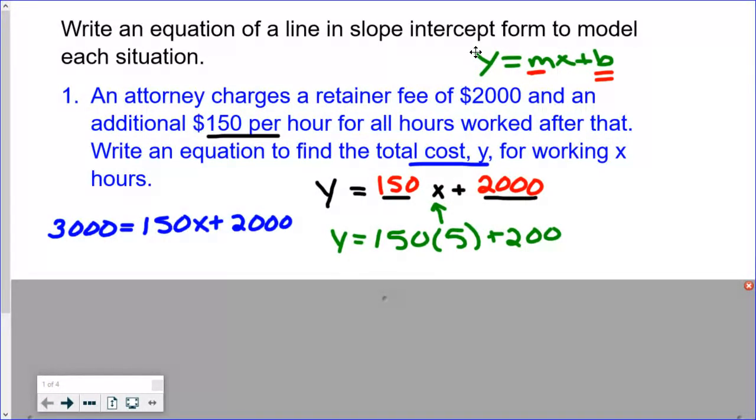So again, we kind of have 3 things. We have the original equation. Then we have if they work so many hours, what's the bill going to be? Versus this last one was if they send you a bill, but they didn't put how many hours, you have to figure out how many hours they worked.